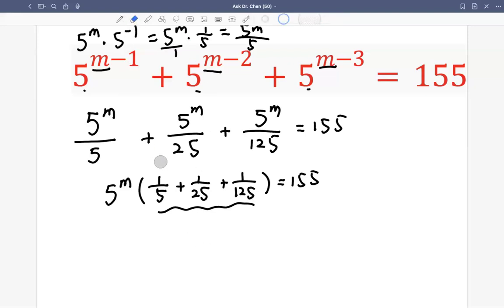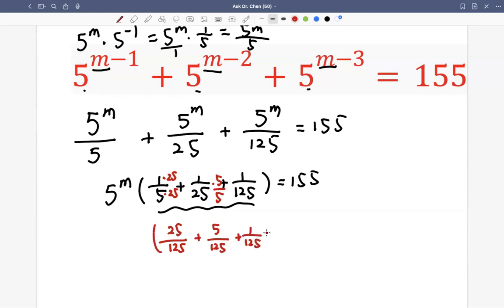So the common denominator obviously is 125. So what do we do? We make a common denominator. We multiply 25 over 25, basically multiplying by 1. But 1 in here is 25 divided by 25. And we need to multiply 1 for this one with 5 divided by 5. This one we don't have to do anything. So then the first term becomes 25 over 125 plus 5 over 125 plus 1 over 125. Now we have a common denominator.